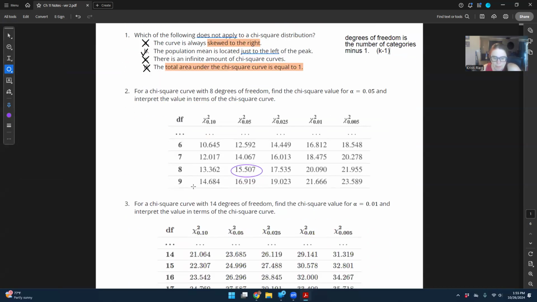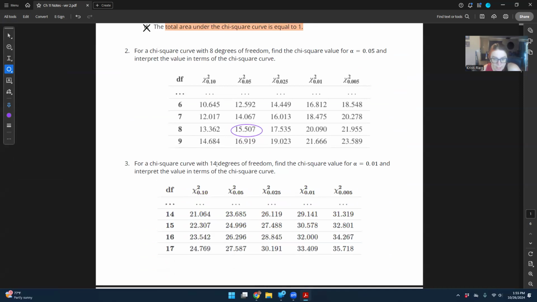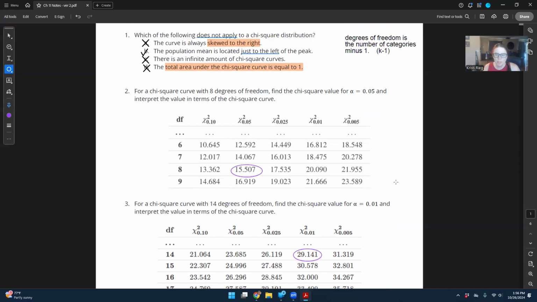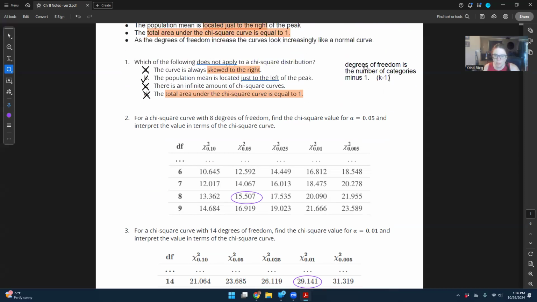Okay, last one. We have a chi-squared value with 14 degrees of freedom. Find the chi-squared value for alpha equals 0.01. So 0.01 is this fourth column with 0.01 in the alpha spot. Degrees of freedom is 14. So there we go. We're going to talk about how to calculate the degrees of freedom when we're not given it in the next video. This is just basic. Here's a few rules about it. Here's a chart. We'll get into all the details in the next video.